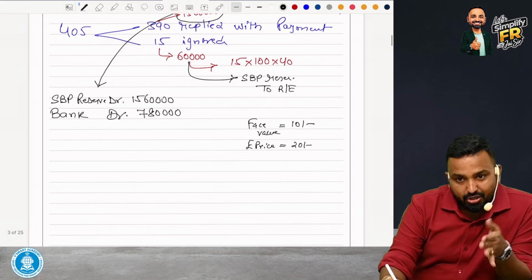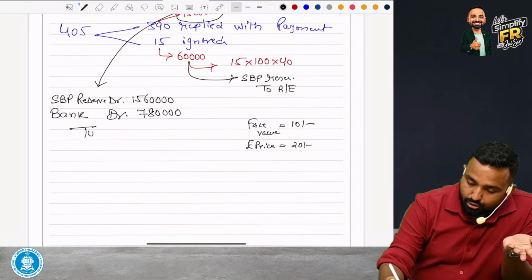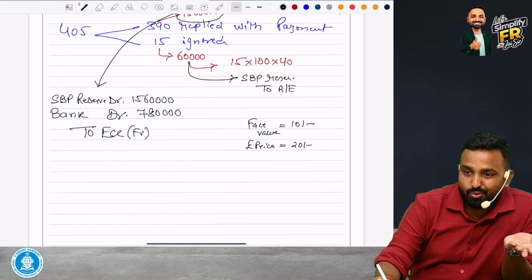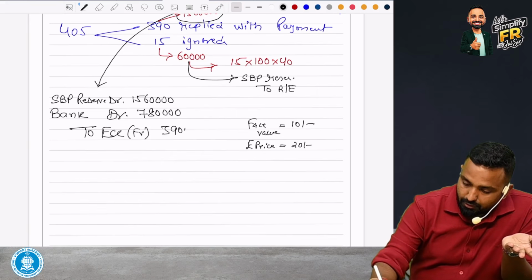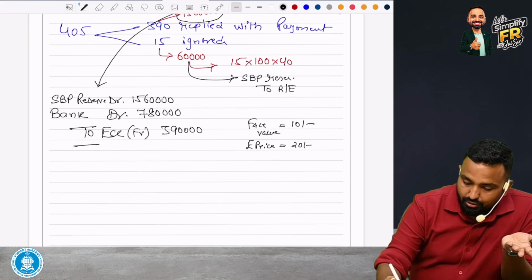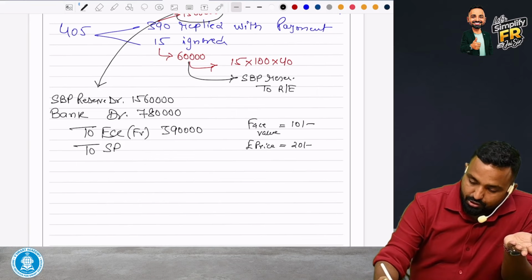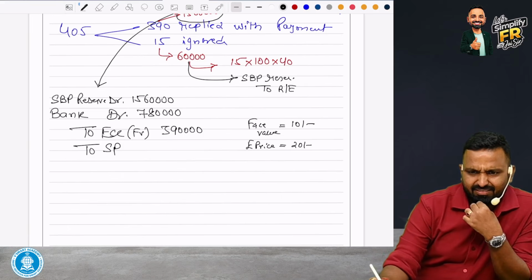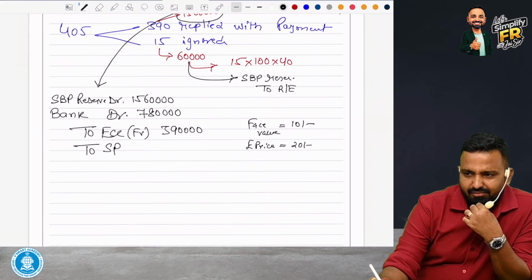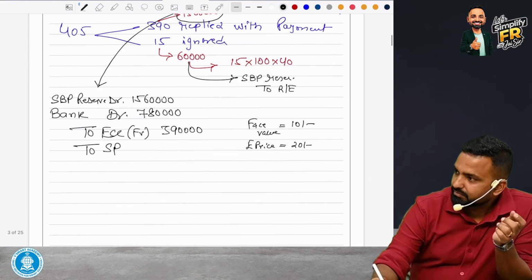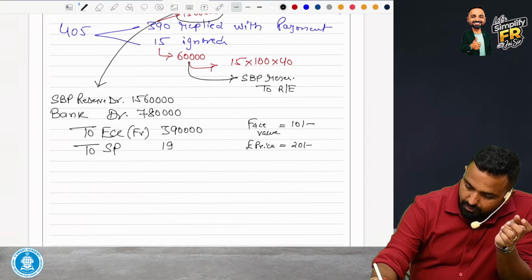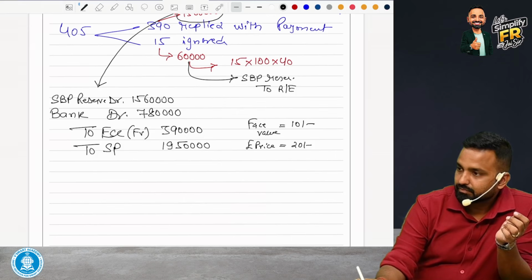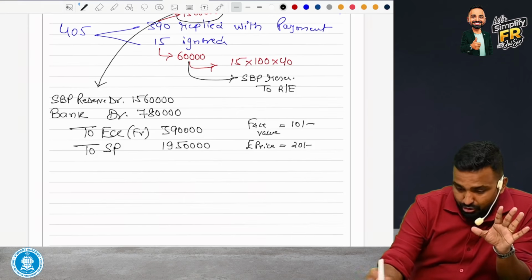Share capital debited or credited? Equity share capital, only face value: 390 multiplied by 2. Securities premium is the balancing figure: 19 lakh 50,000. Now a more logical approach. Understood? See this.